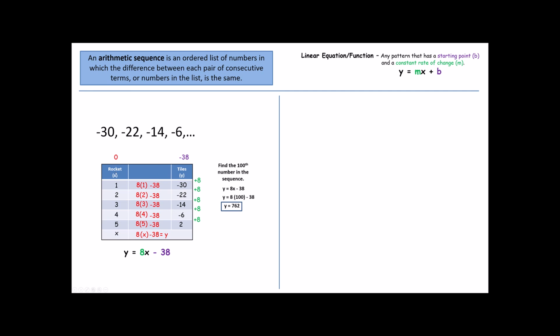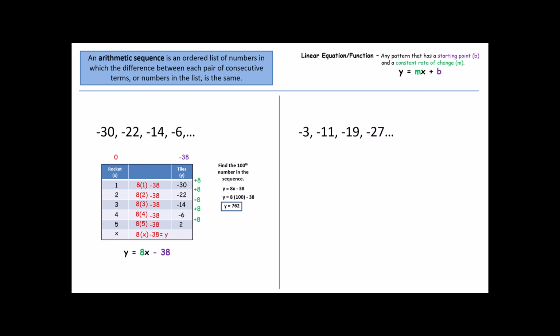Now, I did just notice that this says rocket and tiles. That's kind of funny to me. This should be position and value. I often cut and paste these tables from other worksheets, and sometimes I forget to switch them. So this is position and value, just like it was on the previous slide. Don't let those labels throw you off. I'll go back and fix those in my notes as soon as we finish this video.